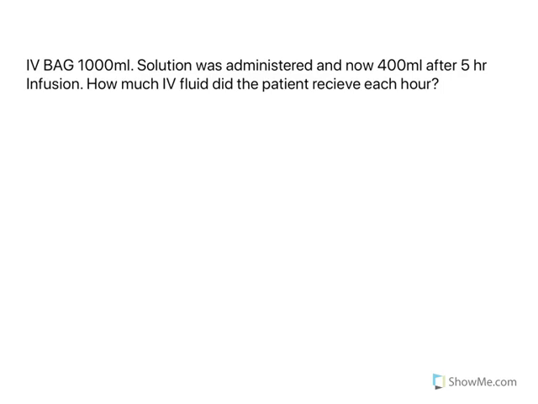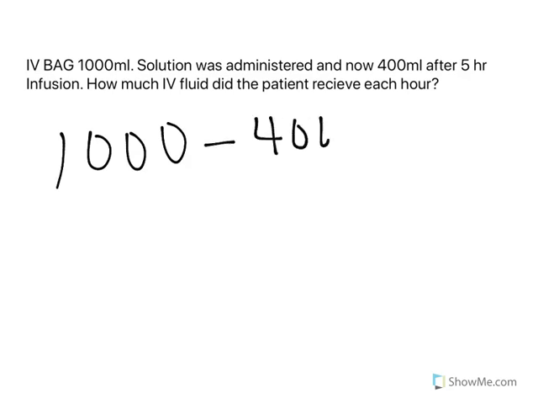IV bag 1000 mLs. Solution was administered and now has 400 mLs after a 5-hour infusion. How much IV fluid did the patient receive each hour? So our first step, what we want to do is take the total amount that was in the bag, which is 1,000. And then we're going to subtract what's left over after this 5-hour infusion, which is 400, which is going to give us the amount that was infused, which is 600.